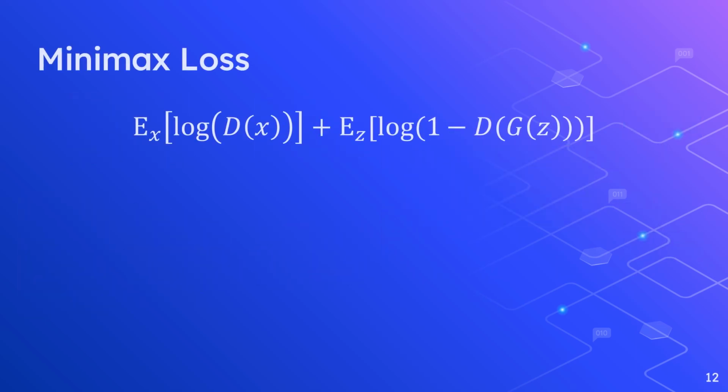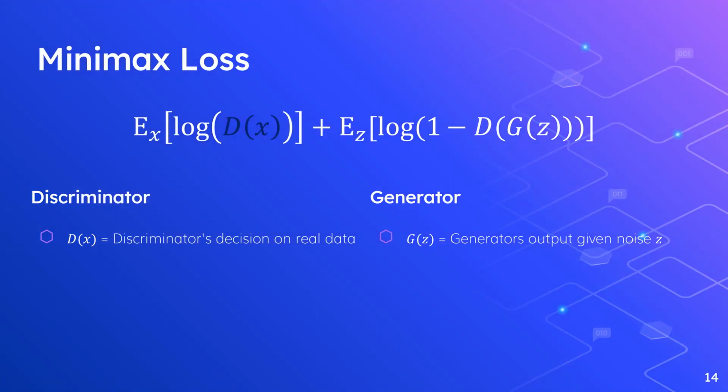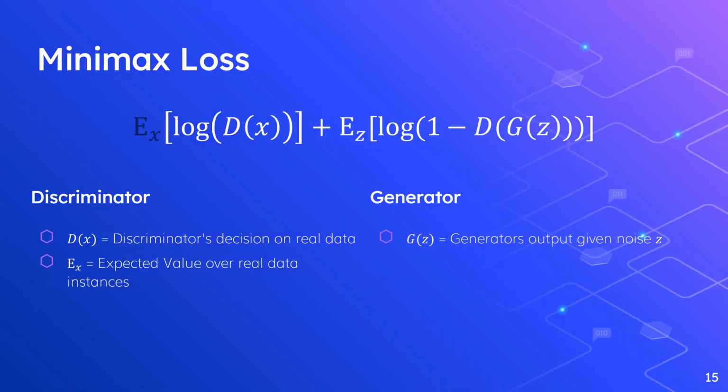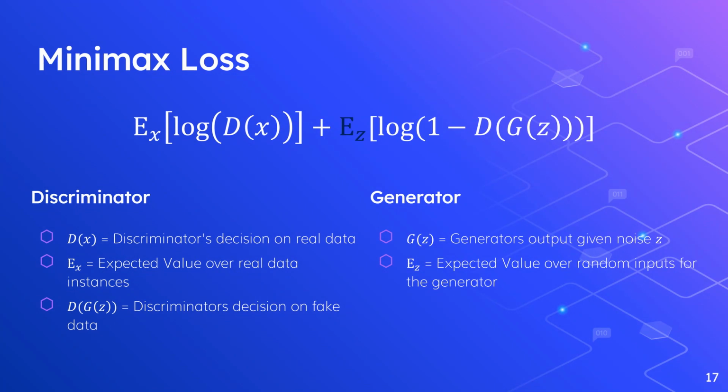The Minimax Loss is a very common loss function for GANs. Let's break this down. G of Z is the generator's output given some noise Z. D of X is the discriminator's decision on real data, so optimally it should output a number close to 1. E sub X is the expected value over all the training data. D of G of Z is the discriminator's decision on fake data, which was created by the generator. E sub Z is the expected value over all random inputs, which are used for the generator.